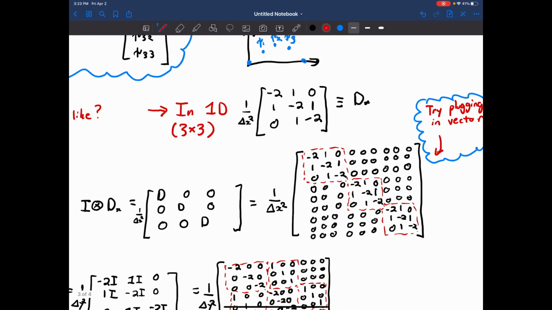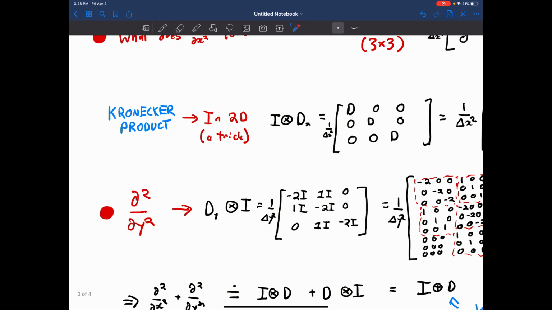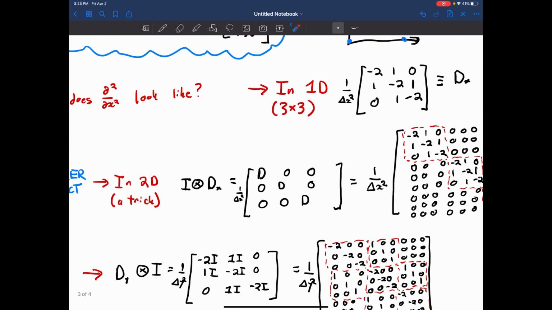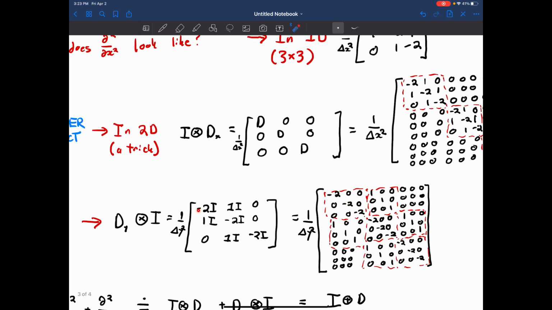This is the derivative in x. The derivative in y, the second derivative, is slightly different. It's D with this times I. So here I take all the elements of D, which are written here, and I multiply them by I. So minus 2I, 1I, 1I, and I realize there's a mistake here. As a matter of fact, this should be a 1I here. And I plug this in, and I get 1 over delta y squared, and each one of these blocks is just the element times the identity matrix. So this is like minus 2, minus 2, minus 2, because this is just the identity matrix multiplied by minus 2. Same here, here, here, and here.